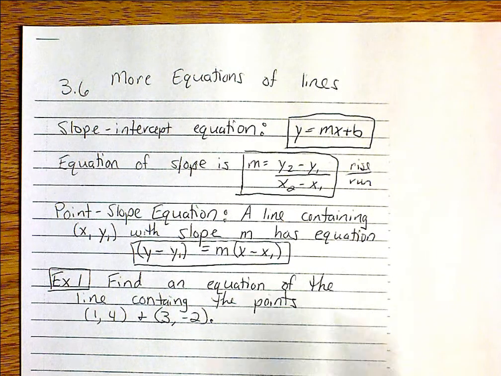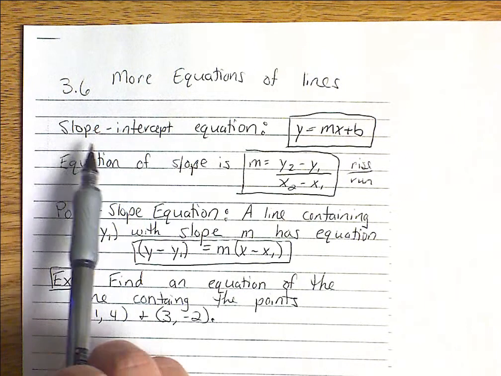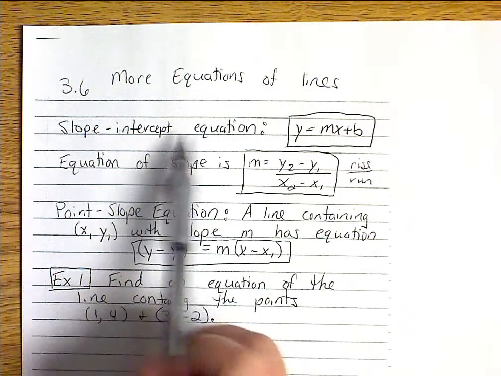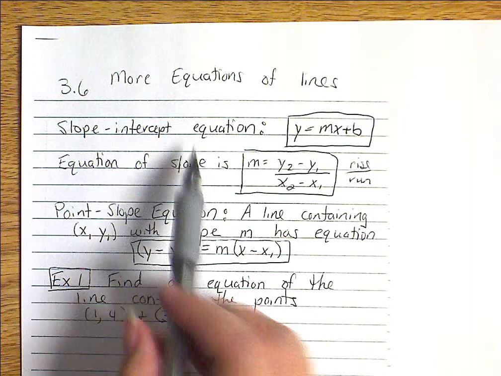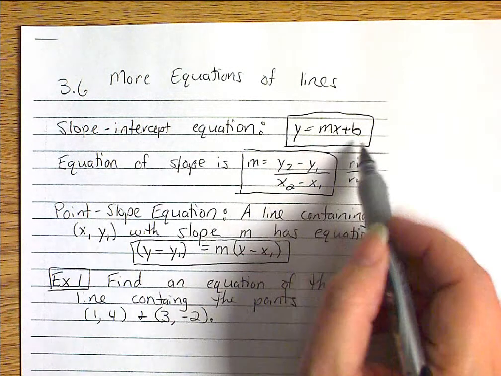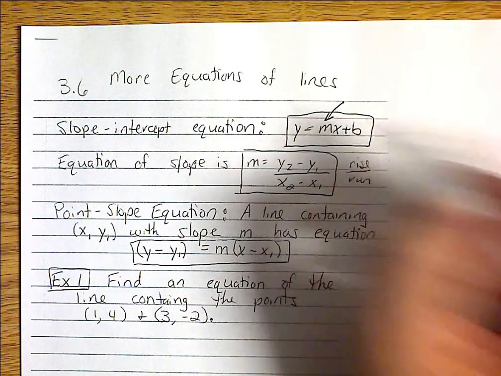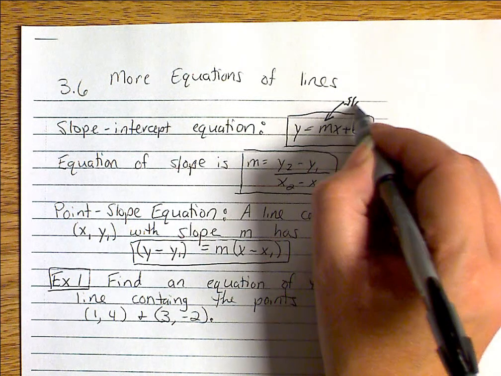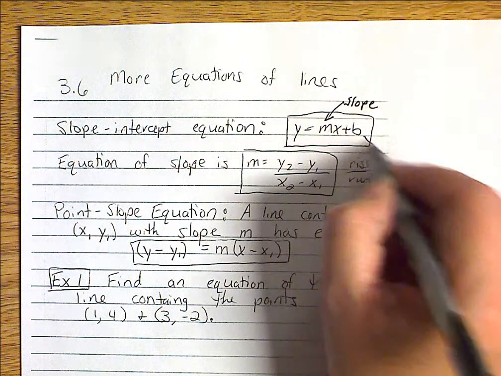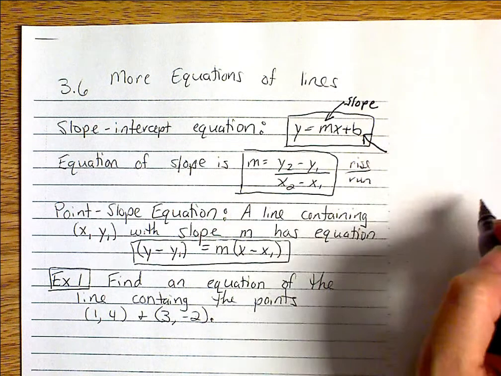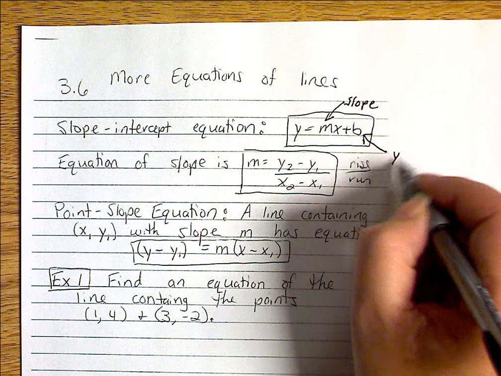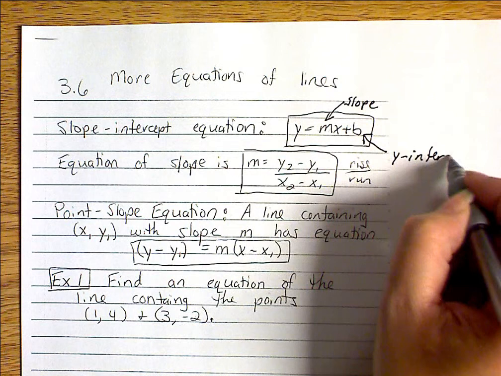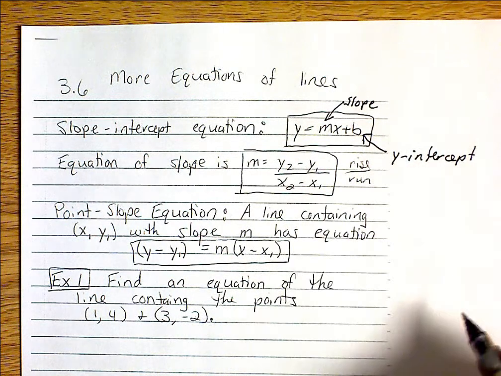The first thing that we need to know is the slope intercept equation: y equals mx plus b. The number in front of x is called my what? The slope. And this b is your y-intercept.